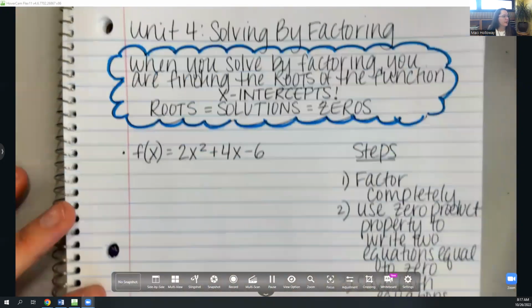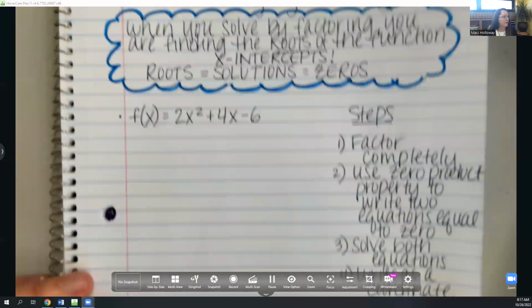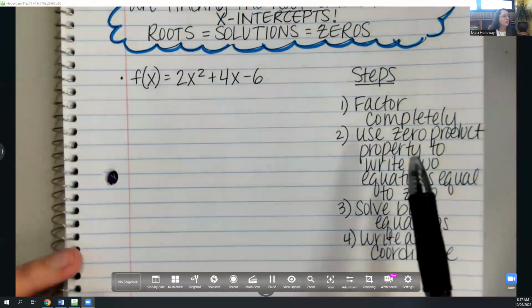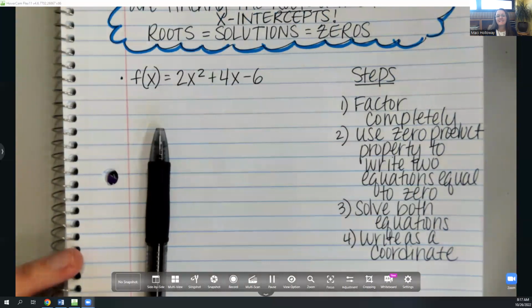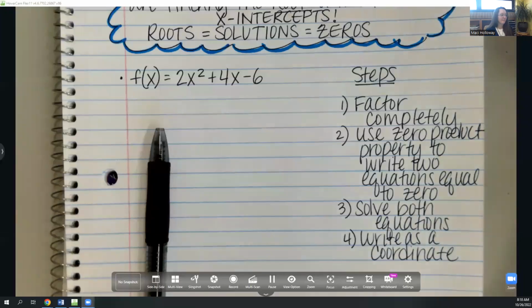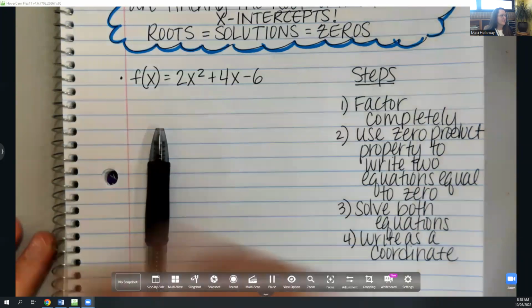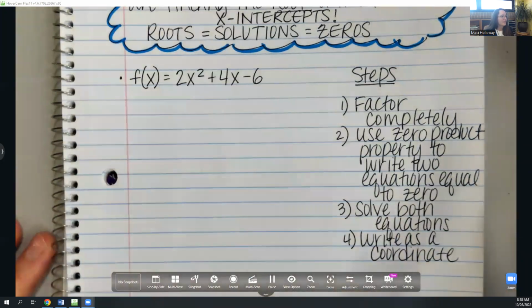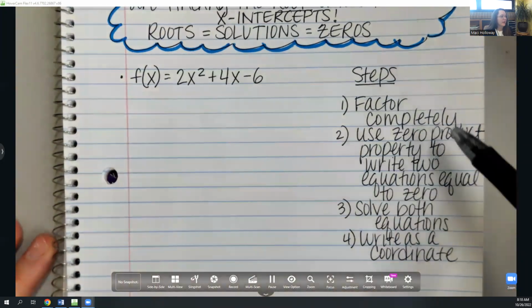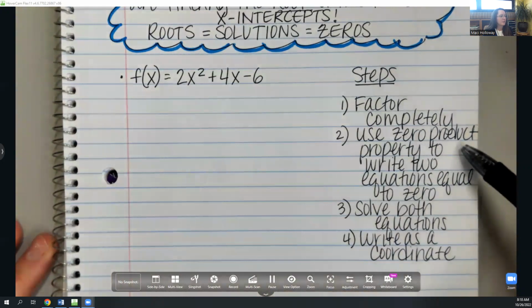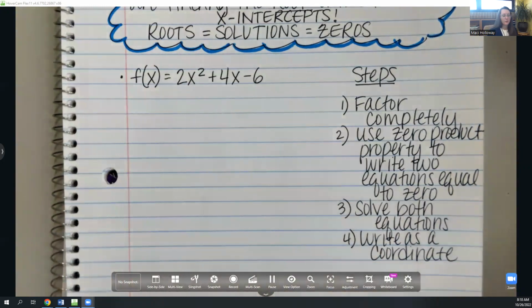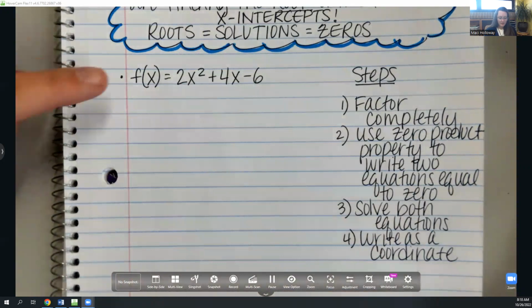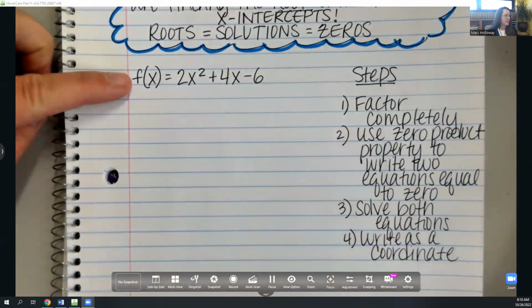So here are your steps for solving by factoring. Here are your steps to solving by factoring. Number 1, factor completely. Number 2, use zero product property to write two equations equal to 0. 3, solve both equations. And 4, write as a coordinate. So let's go ahead and work with this example here.